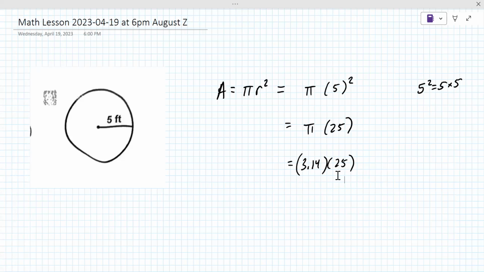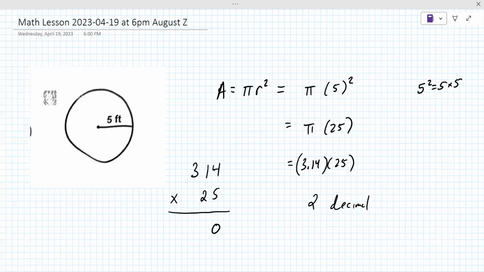So let's do one by hand here. You put the one with more digits on the top, including the decimal, and the one with less on the bottom. There's 2 decimal places, so we're going to move our answer left 2 decimal places. Yeah. Start with 5 times 4. 5 times 4 is 20. That's a 0 with a carry of 2. 5 times 1 is 5, plus 2 is 7. 5 times 3 is 15.